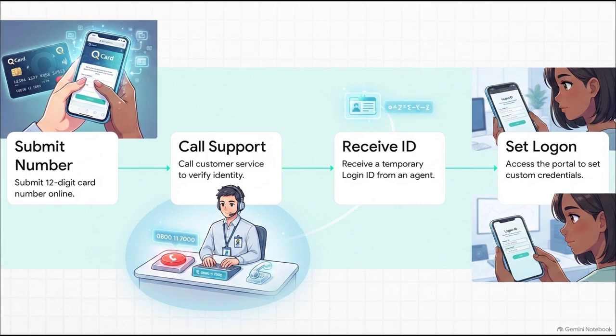Look at the legacy Q card. It uses this distinctly clunky, hybrid workflow. You can't just do it all on your phone. After visiting the official Q card website and entering the 12-digit card number from the front of your card, the digital flow just stops. You actually have to pick up the phone and physically call customer service at 800-11-7000 to verify your identity. Only after you pass that human verification checkpoint are you finally given temporary credentials to go back online and set a custom logon ID.